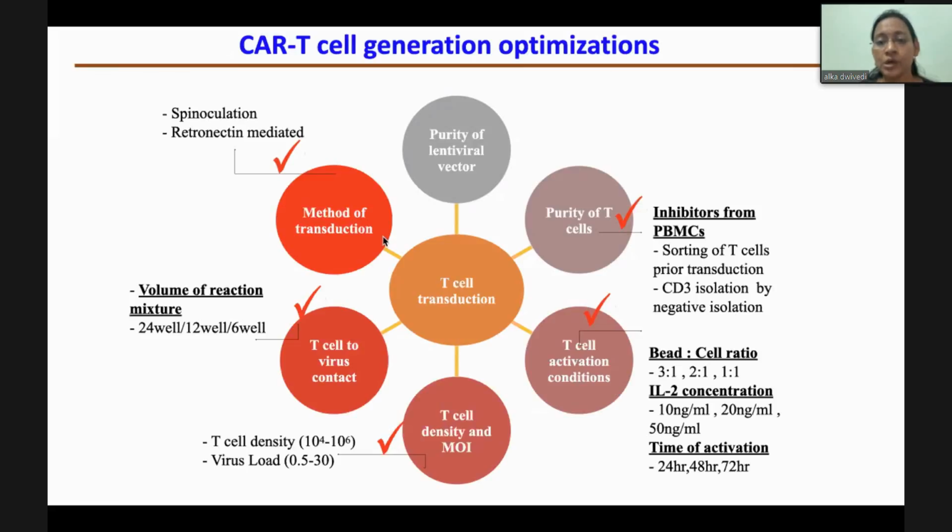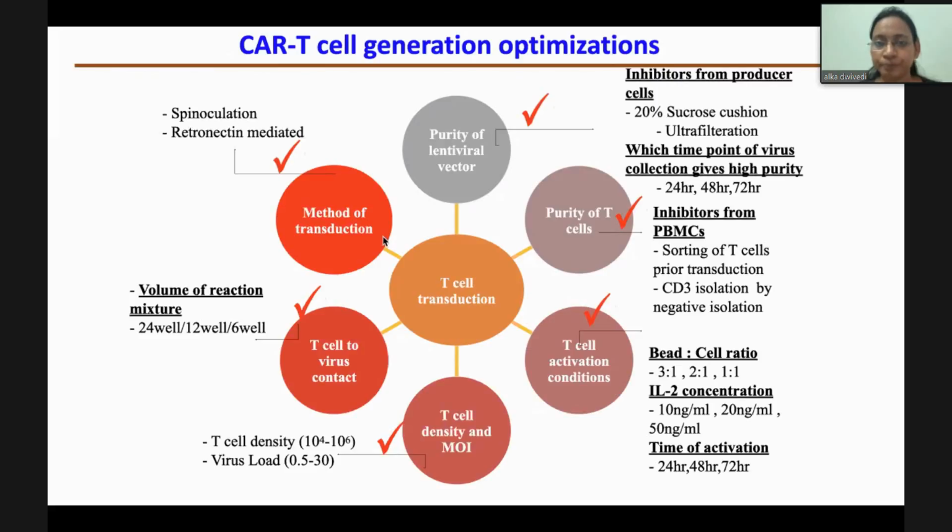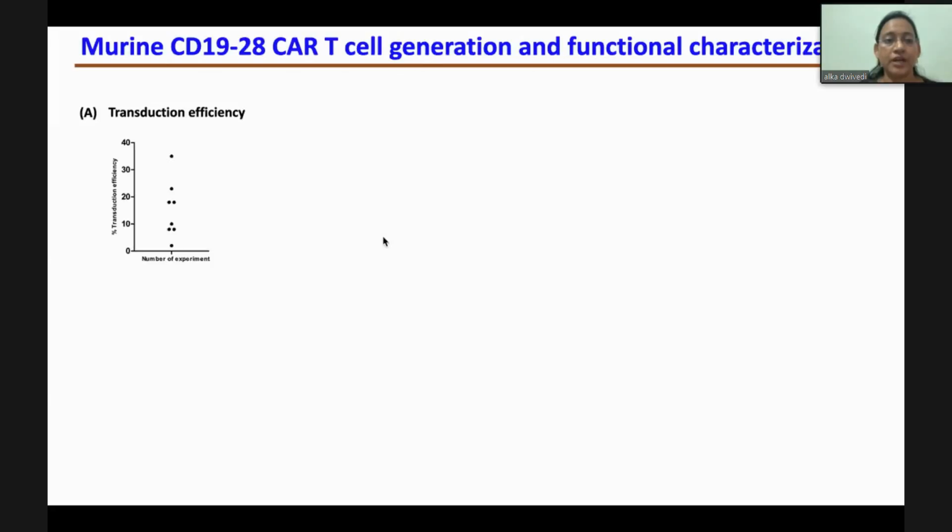We also looked at the purity of the T cells: if we activate only the PBMCs, how much transduction efficiency there will be, versus if we sort and purify the T cells. All those steps I optimized. And after that, which purification method is suitable for getting high transduction efficiency, that also we optimized. After all these multiple optimization steps, the transduction efficiency we got ranged from 2 to 35%.